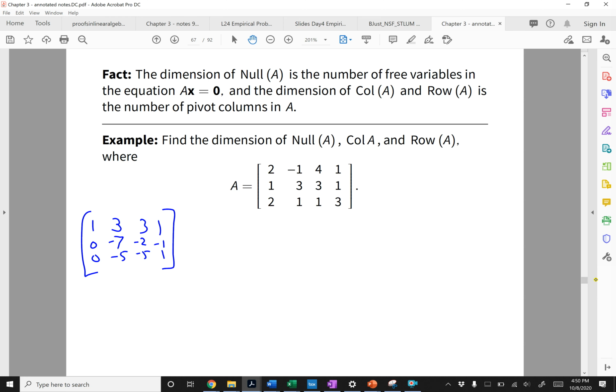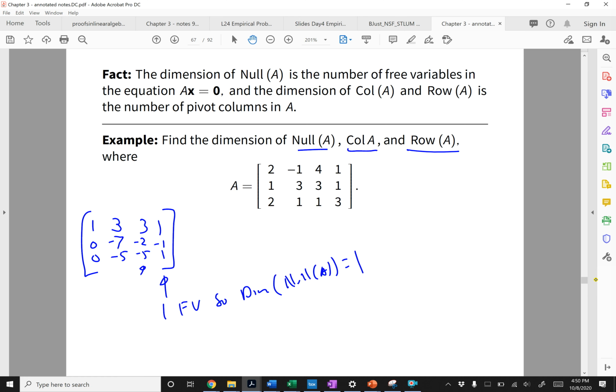So I started to row reduce this, and well, the question is find the dimension of the null space of A. So we just have to find the number of free variables. For this first part, well, I started to row reduce and saw that I'm going to end up with these first 3 columns as pivot columns. So the dimension of the null space of A is going to be 1, because I'm going to have 1 free variable. So the dimension of the null space of A is 1.